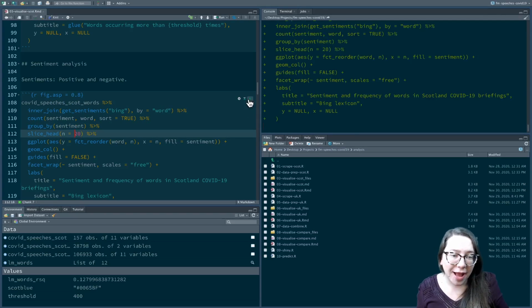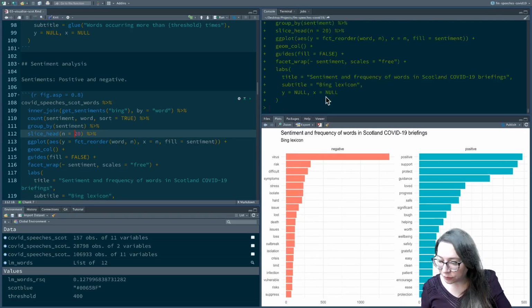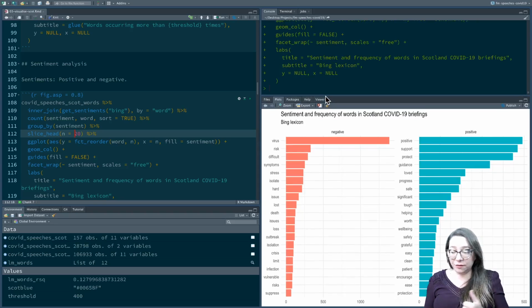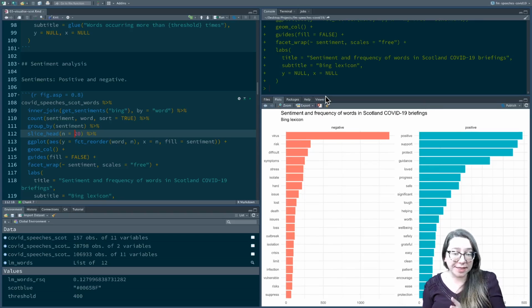So let's take a look at this. And here we go. In this case, some of the negative words are things like virus, risk, difficult, symptoms, which all I think make sense. But then on the positive side, one of the most common positive words is the word positive, which in many other cases would have a positive sentiment. In this case, though, it's COVID-19 positive. So when the First Minister is talking about the number of positive cases, I don't think we humans would actually say that's a positive sentiment there. We're talking about a test result.